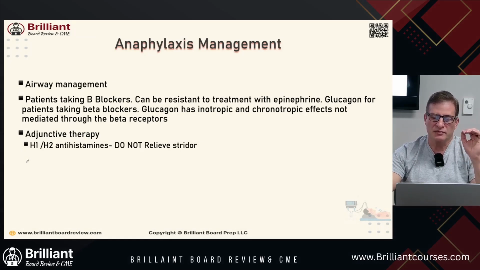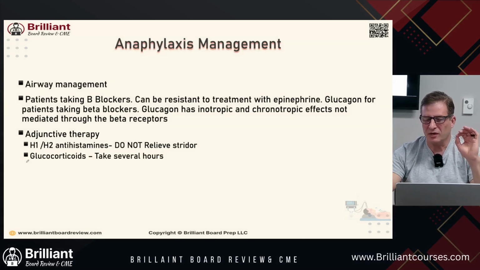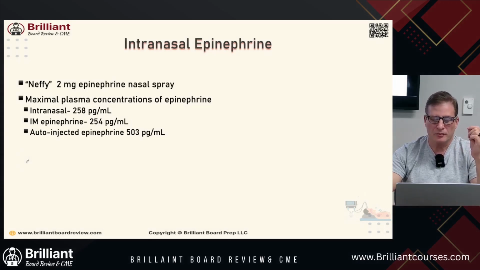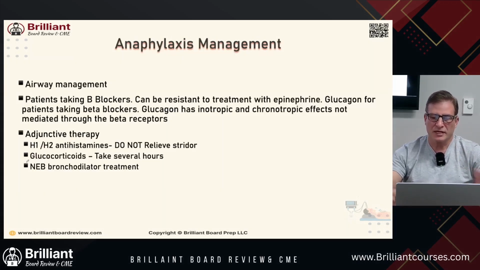H1, H2 antihistamines do not relieve the stridor. Glucocorticoids can take several hours. Nebulizer or bronchodilator treatment, which would be the nebulized albuterol. Let's go back to this, and we're going to talk about this.